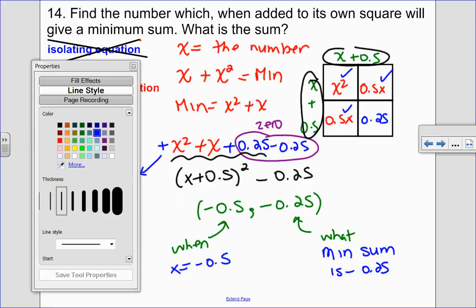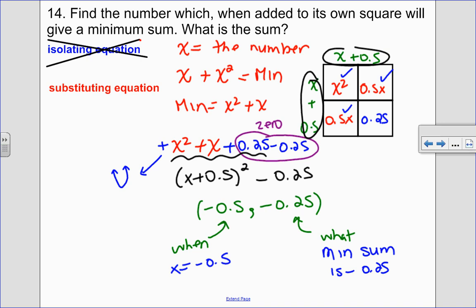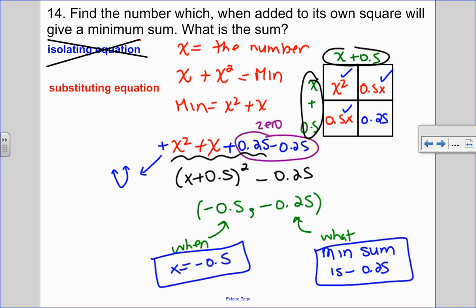So let's just see if we've answered the question correctly. It says find the number. Well, the number is negative 0.5. And what is the sum? The minimum sum is negative 0.25.